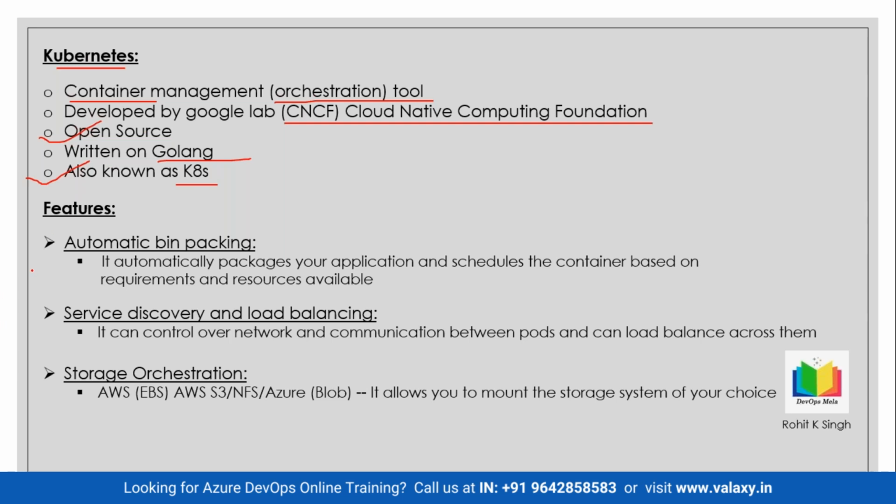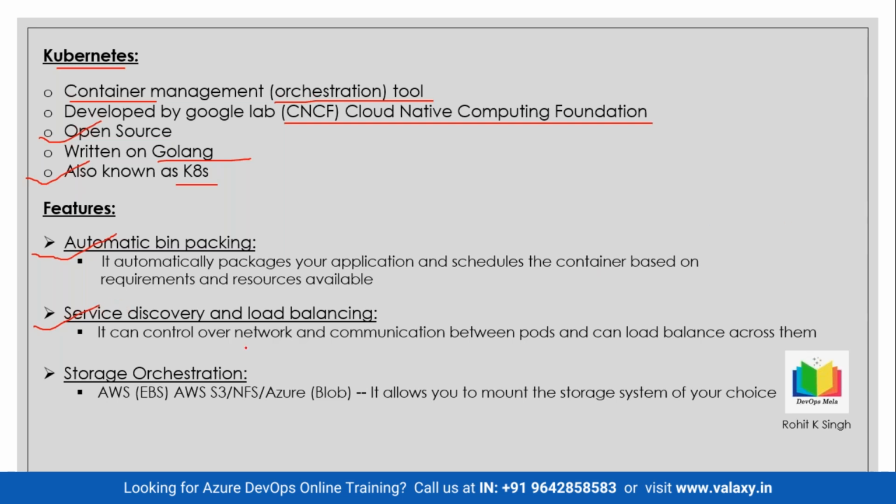Service discovery and load balancing. Service discovery can control the network and communication between pods and can load balance across them. So Kubernetes has an internal feature of load balancing. It can automatically load balance your application traffic between multiple pods. Now what exactly is a pod? That is something we'll understand later. For now, just imagine it's a container. So it will automatically balance your traffic across multiple containers. Just keep that in mind.